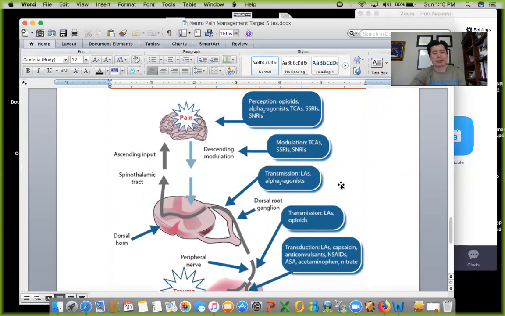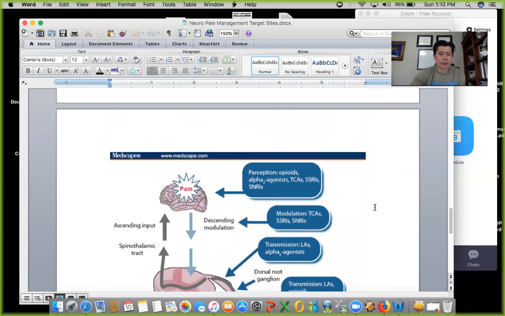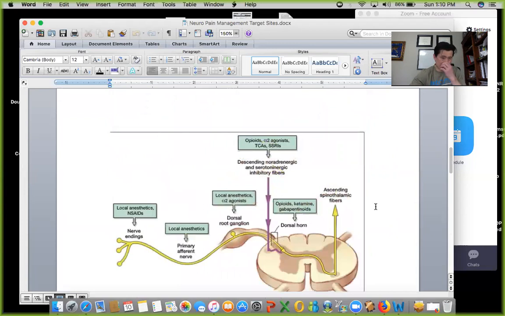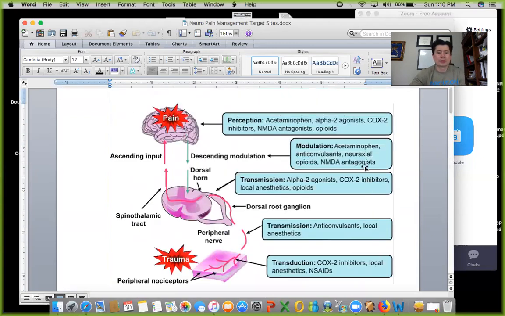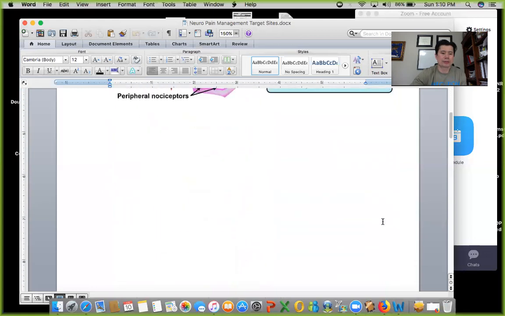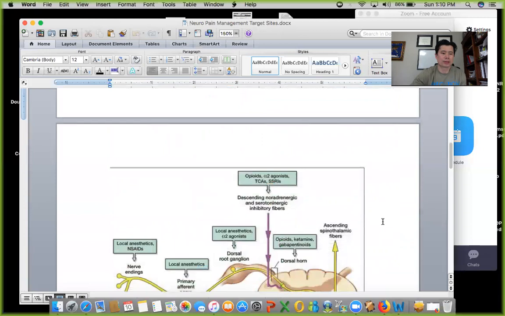And your alpha-2 agonist also works at the dorsal root ganglion. We went over that earlier. And if you ever wondered where all your NSAIDs and Tylenols work, they work here. So acetaminophen, as you can see, works at the modulation part, at the descending module, and it also works at the perception part. And I want to say it works at the peripheral part too. Let me see, let's go down. I'm sorry, I keep doing this to you guys. It also works here. And when we're talking about NSAIDs, we're talking about COX-2s, Celebrex, Naproxen.